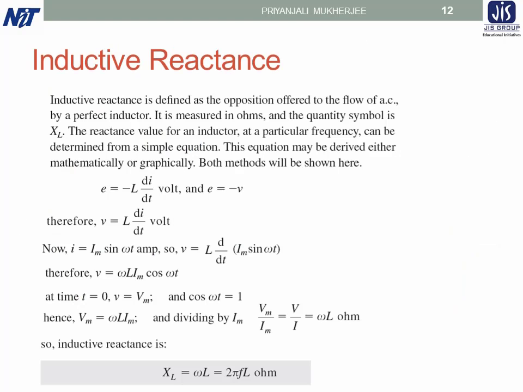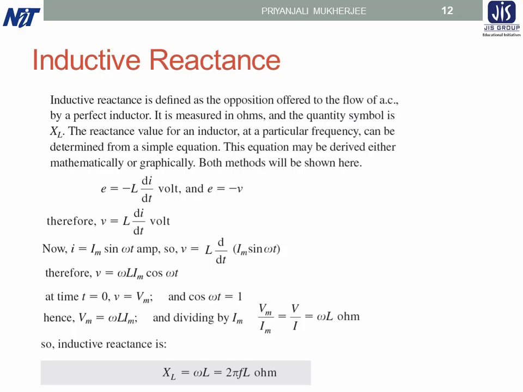So next is the inductive reactance. Inductive reactance is defined as the opposition offered to the flow of AC by a perfect inductor. The unit of this inductive reactance is ohm and the symbol is XL. The inductive reactance value of an inductor at a particular frequency can be found out by the equation XL is equal to omega L or 2 pi fL.